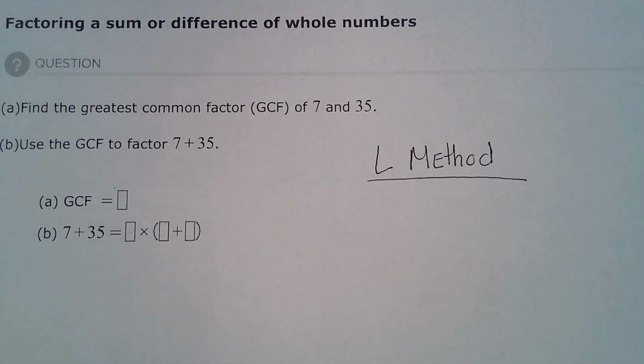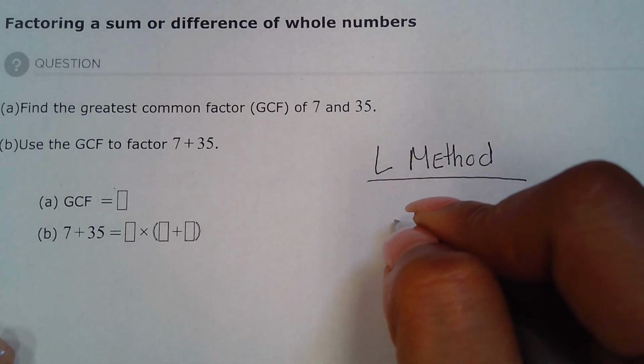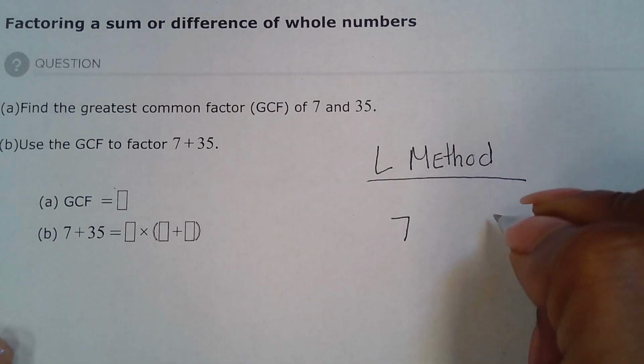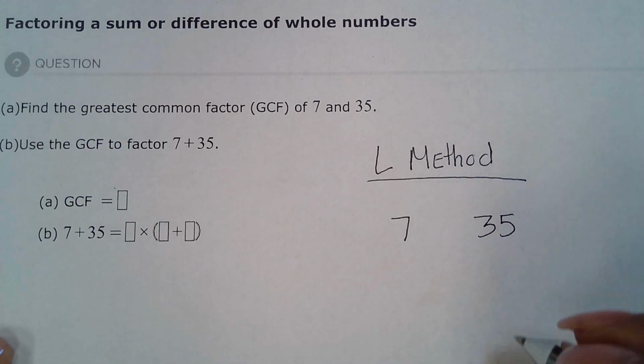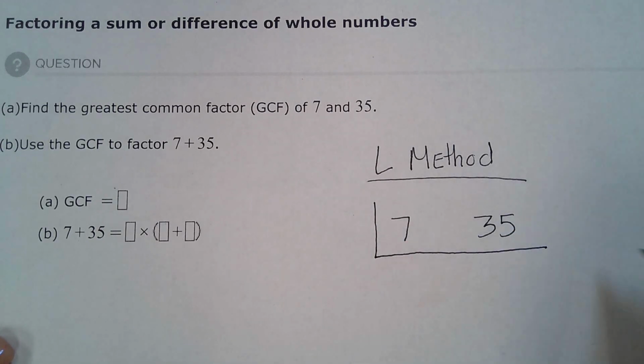They call it the ladder method because you're using an L-shaped figure. So I'm going to write my two numbers. I have my 7 and my 35, the numbers that I'm trying to find the GCF between. And underneath, I'm going to draw what looks like an L shape. So there's the connection, the ladder method or the L method.